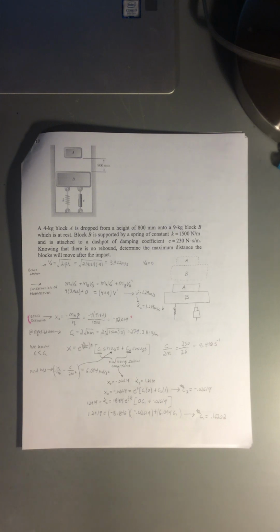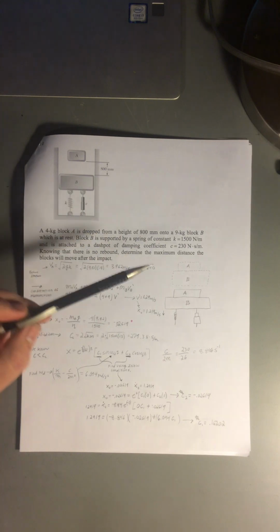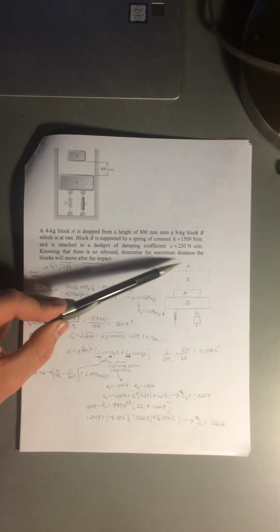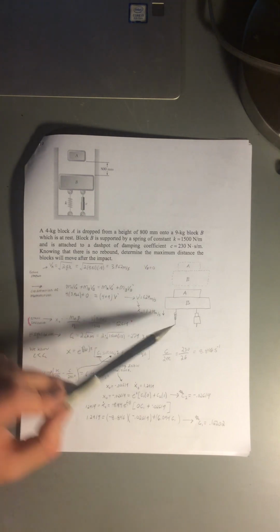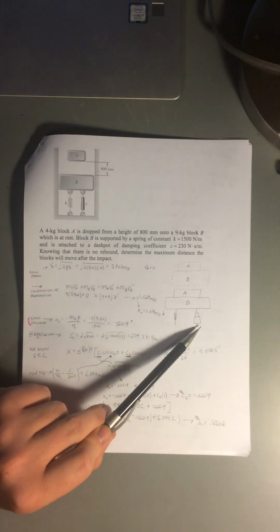And in this problem, the question wants us to determine the maximum distance that the blocks will move after the impact. And we're also told that there's no rebound, so once A impacts B, they basically stick together. And so we need to know how far this system compresses the spring and the dashpot. To start this problem, I drew this diagram of the blocks A and B, and we can see the spring and the dashpot that are connected to them.